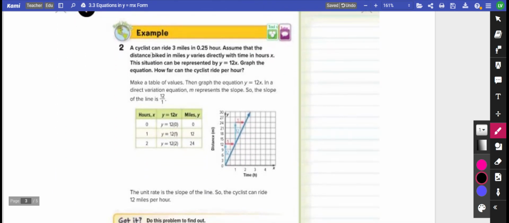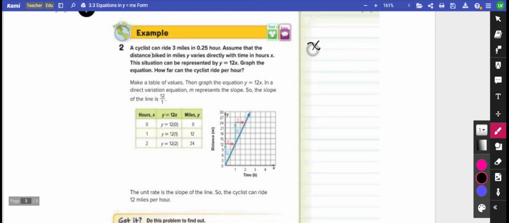Example 2. A cyclist can ride 3 miles in a quarter of an hour. Assume that the distance biked in miles y varies directly with the time in hours x. This situation can be represented by y equals 12x. We're going to graph the equation. How far can the cyclist ride per hour? So we'll make a table of values, then graph the equation y equals 12x.